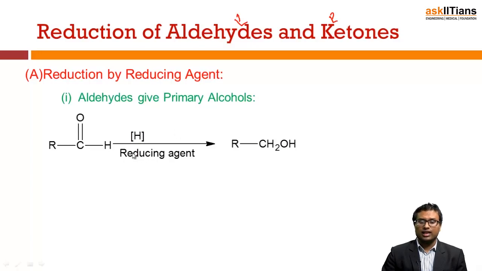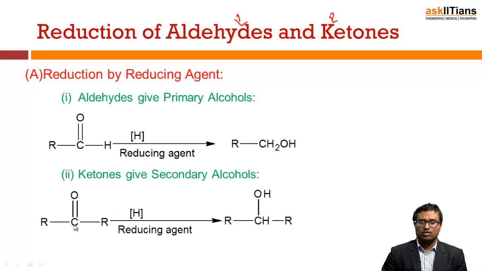So if you have a reducing agent, how many hydrogens are you adding here? RCHO to RCH2OH, you are adding two hydrogens, right? So one hydrogen is added here and one hydrogen is added to this carbon. So aldehydes give primary alcohols, and ketones give secondary alcohols, because simple, you have H here, you have OH here, and already there is R here, already there is R here, that means your alcohol will be a secondary alcohol. This is a 1 degree alcohol and this is a 2 degree alcohol.